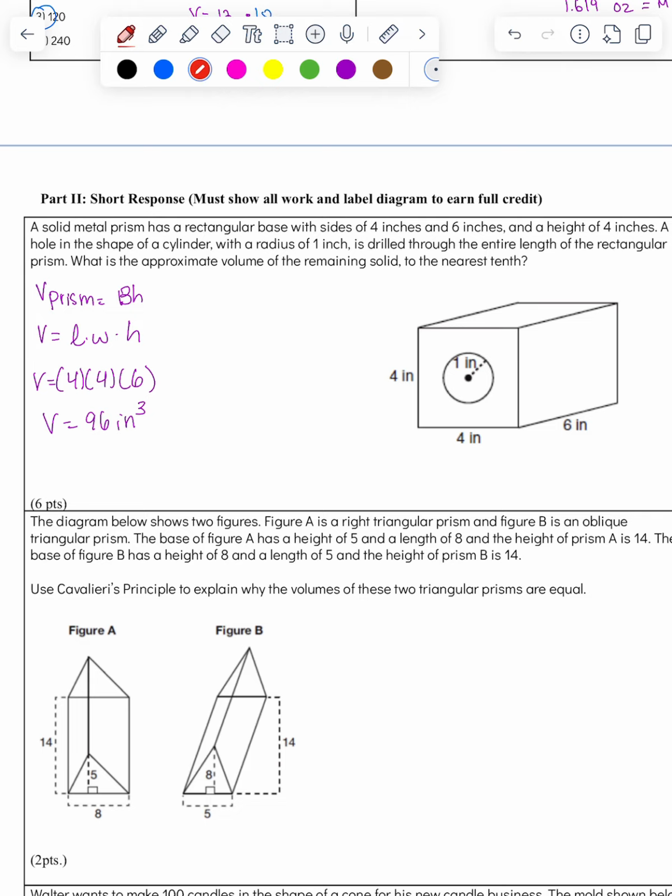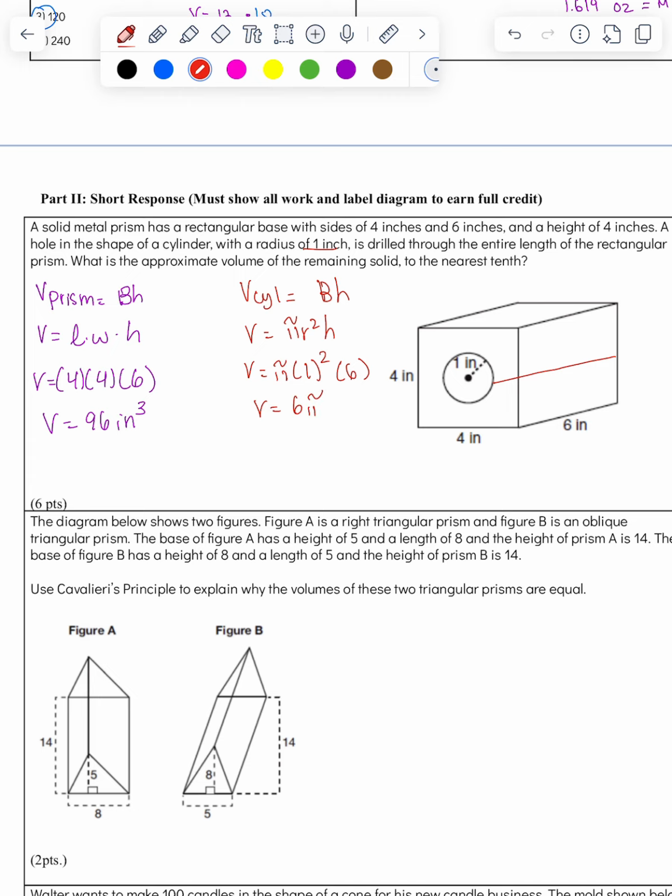And now we can find the volume of the cylinder. Volume of a cylinder is capital B times H. And since a cylinder has a circular base, the area of a circle is pi r squared. So pi r squared height is what we're going to be using. And the radius of the cylinder is given to us as 1 in the question. And since it's drilled through the entire length of the box, the height is the same as the prism, which is 6. So volume is 6 pi.